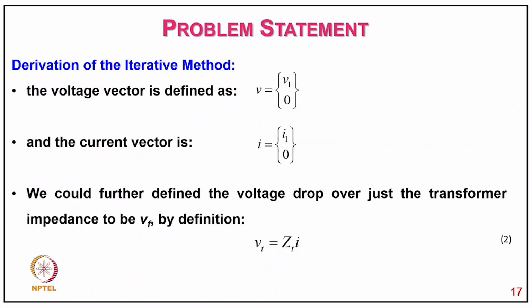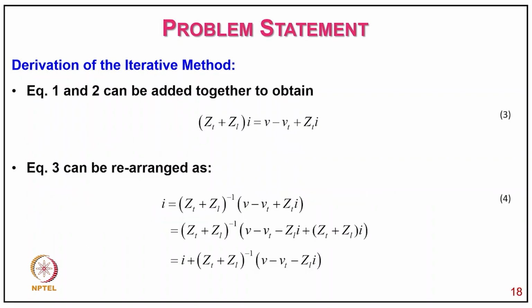Then the voltage vector is defined as V equal to [V1, 0], and the current vector is I equal to [I1, 0]. So we could further define the voltage drop for just the transformer impedance by VT. So by definition, we can say V equal to ZT into I, and from this equation we can write (ZT plus ZL) into I equal to V minus VT minus ZT I.